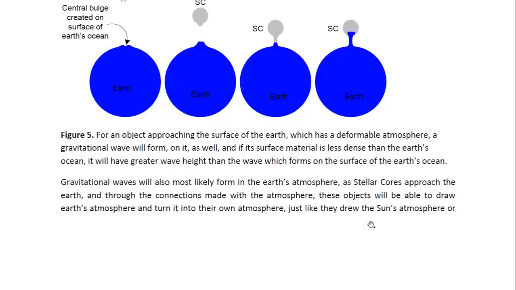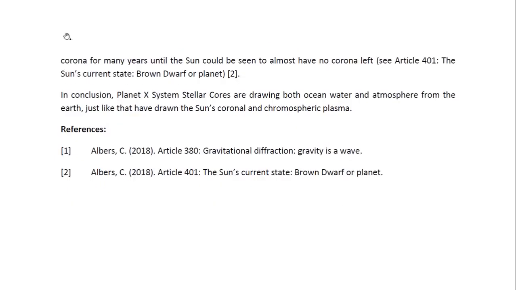And so they will draw and take away from the Earth's atmosphere, just like they did with the sun's atmosphere, or the sun's corona, for many years, until the sun could be seen to almost have no corona left. And you may look at article 401 entitled "The Sun's Current State, Brown Dwarf or Planet." In conclusion, Planet X system stellar cores are drawing both ocean water and atmosphere from the Earth, just like they have drawn the sun's coronal and chromospheric plasma.